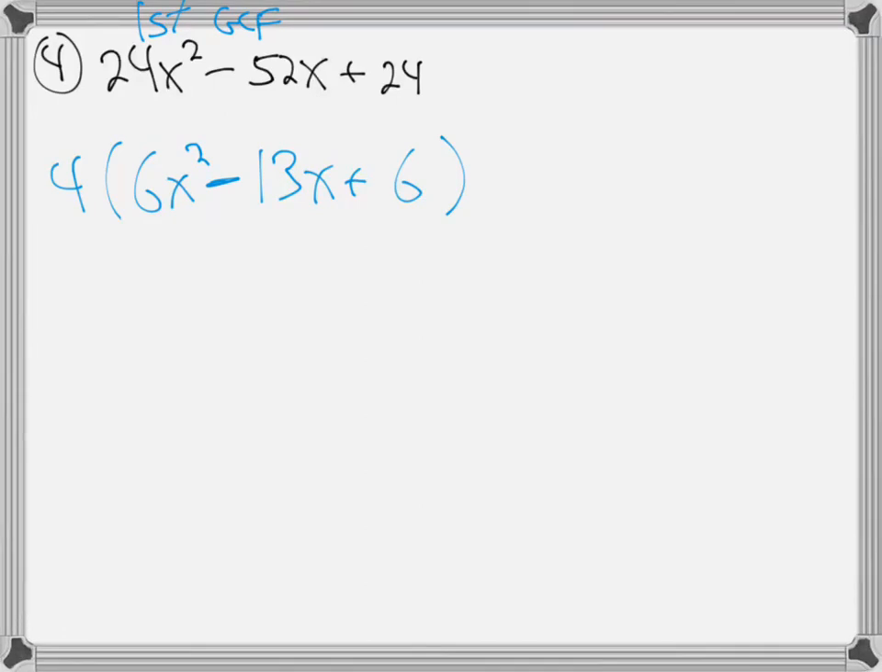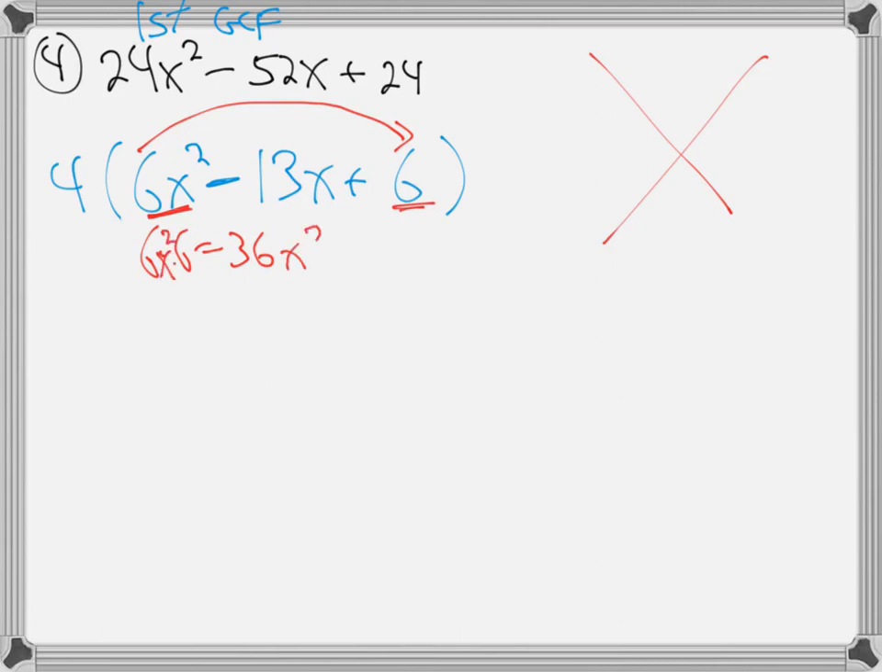All right, so we know what to do now. Front times back, 6 times 6, 36. And then we do our diamond thing. It's actually 6x squared times 6. I should do it right. 6x squared times 6 is 36x squared, right? They multiply to be 36x squared.